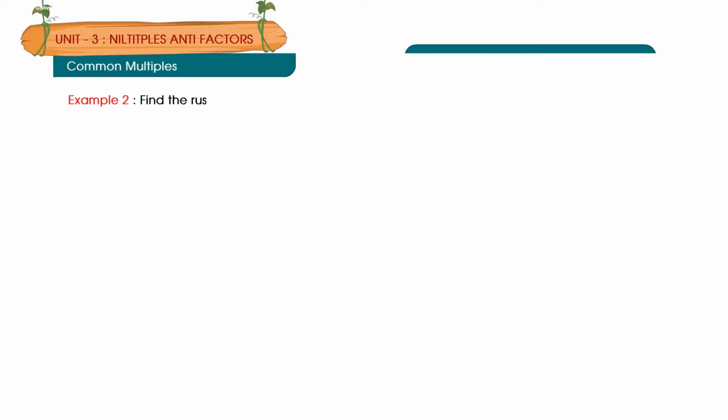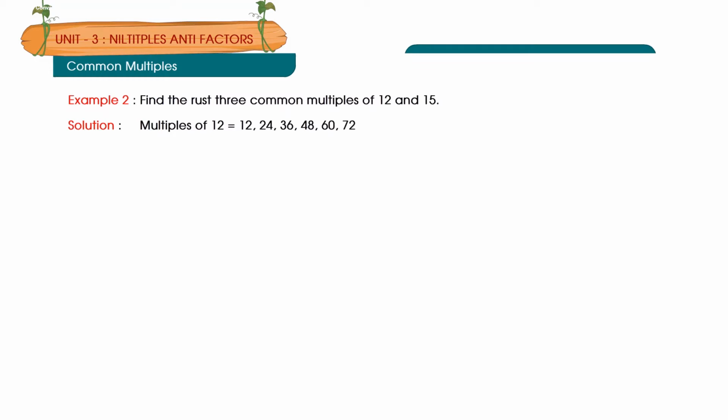Example 2. Find the first three common multiples of 12 and 15. Solution. Multiples of 12 are 12, 24, 36, 48, 60, 72, 84, 96, 108, 120, 132, 144, and so on.